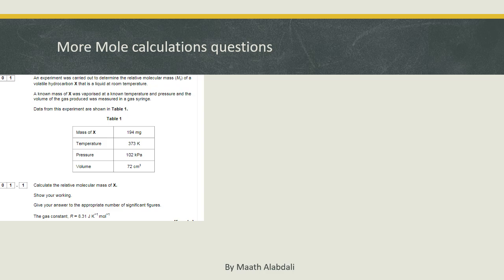This table gives us the mass, temperature, pressure, and volume. Calculate the relative molecular mass of X. Show your working, and give your answer to an appropriate number of significant figures. The gas constant is 8.31 joule K to the power of -1 mole to the power of -1. So in this question, we have to work out the Mr, the relative molecular mass. We have to use this equation, n equals PV over RT.